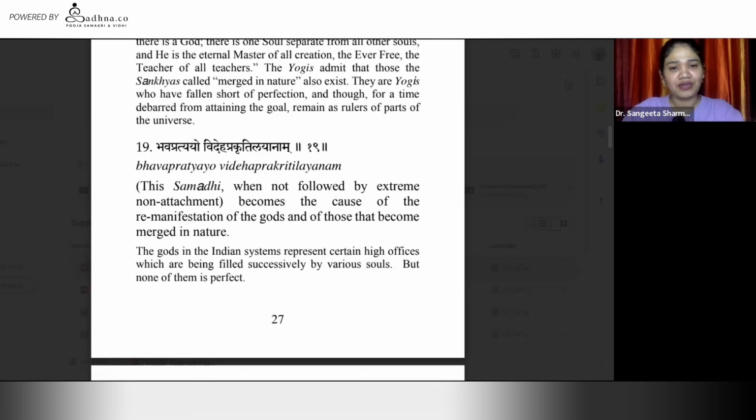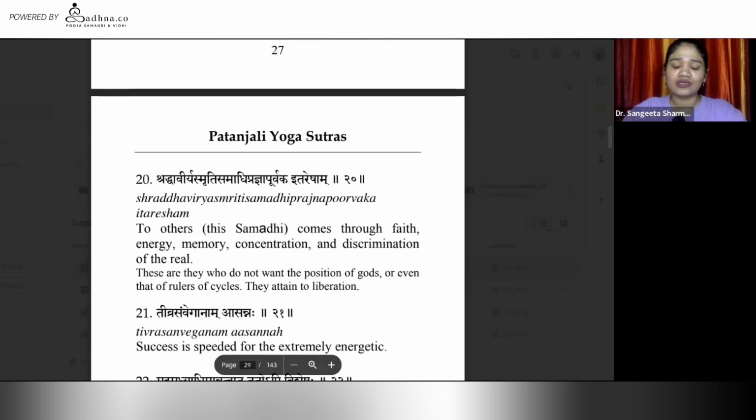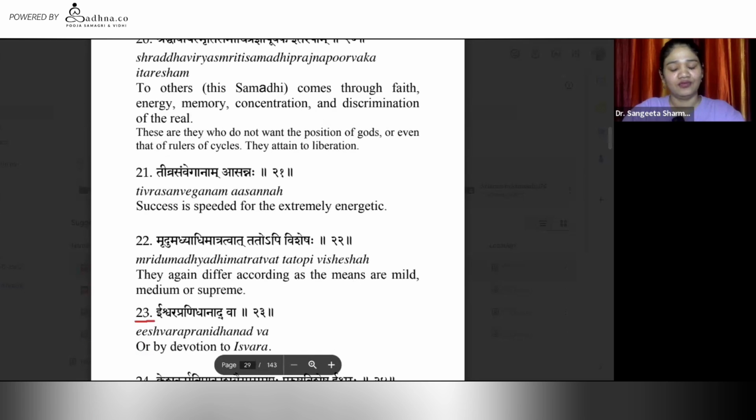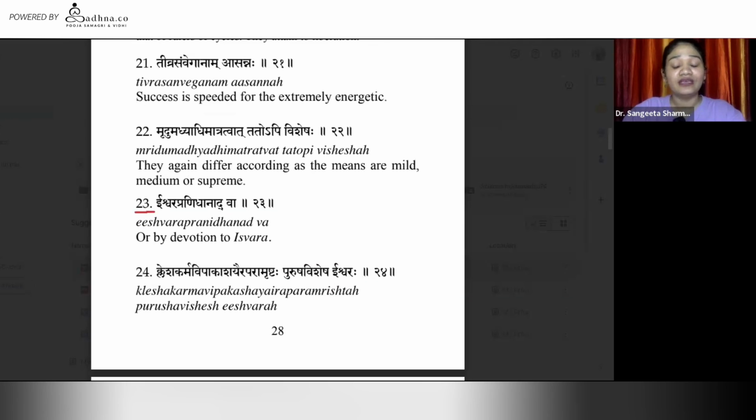So he's saying that in asampragyat, if your mind or chitta is attached to something, then your chitta is actually in prakriti. It has a very long explanation. I'm extremely sorry, if I go into bhavapratyayo videha prakriti layanam it will take half an hour of explanation, so I'm keeping it very short. He's talking about asampragyata samadhi. The 20th sutra is also related to it: how an uttam yogi can get asampragyata samadhi. For that he says Shraddha, Virya, Smriti, Samadhi, Pragya, Purvak, Itaresham. Itaresham means somebody who has already attained Sampragyat, the second higher Samadhi. And then if a person is practicing fast, then Tibra Samveganam Asanna. This is all related to Sampragyata Samadhi. And then my friend told us that the higher Samadhi is called Asampragyata Samadhi.